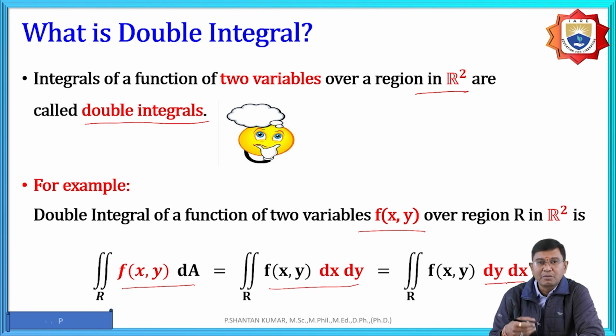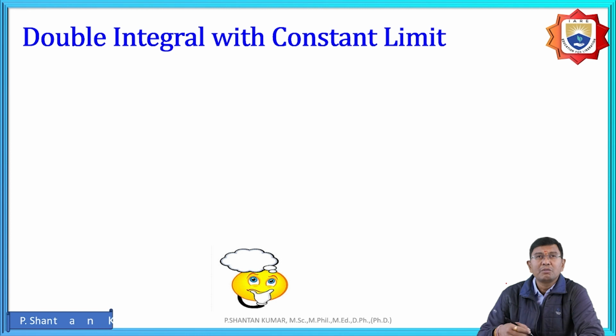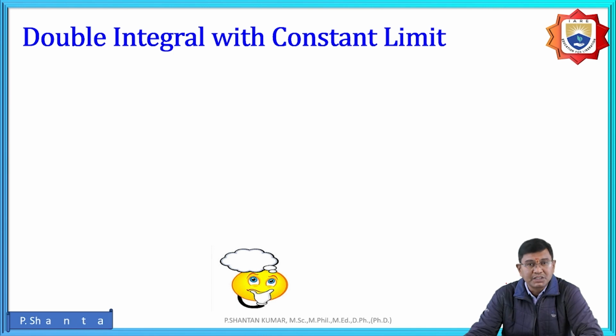Depending on how the problems are given, we'll discuss them clearly and properly, one by one, with the methods. First, the double integration with constant limits. That means under double integrations, when the limits are given as constants, how to find the solutions. And sometimes the limits are not constants, and then how to find the solutions. These are some methods, and one by one we need to discuss them properly.